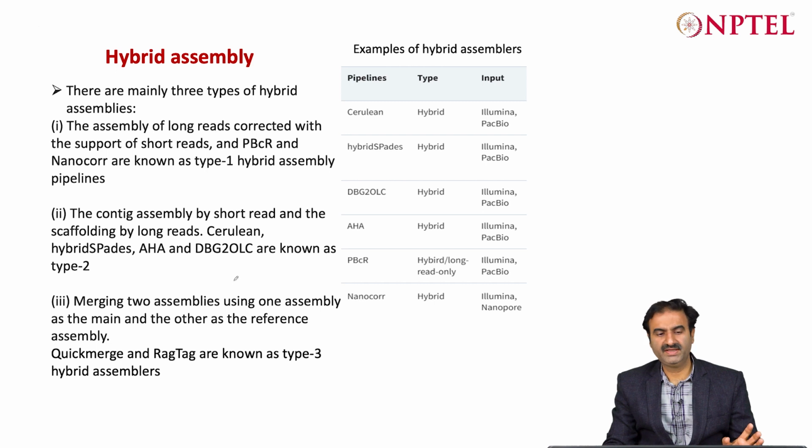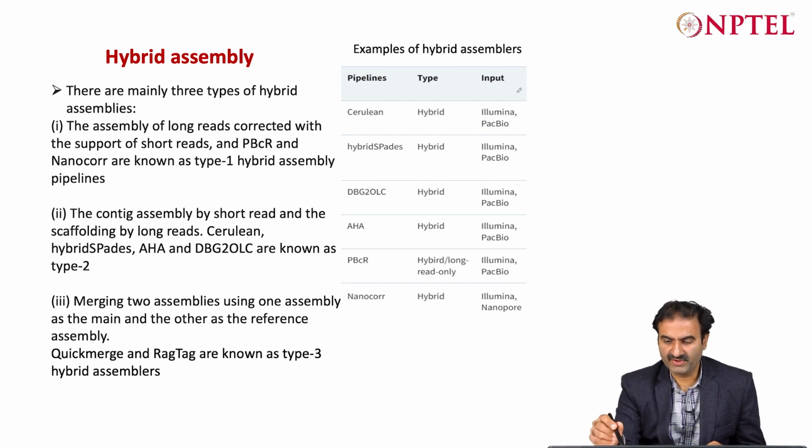Okay, so in the hybrid assembly, as I mentioned, there are 2-3 ways. One is that either short reads are used to correct the long read or the hybrid assembly, or long reads are used to build the consensus, and there are some pipelines also which are available.